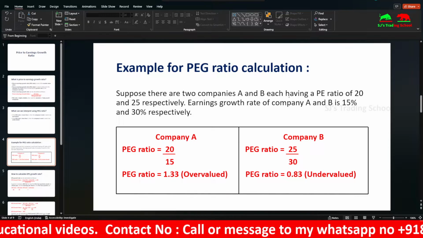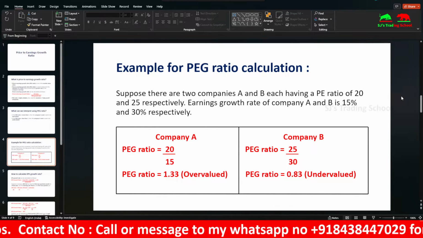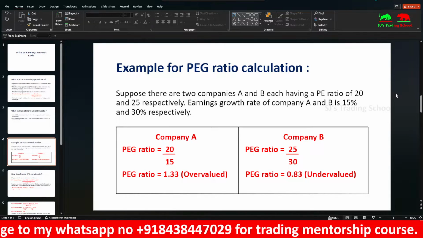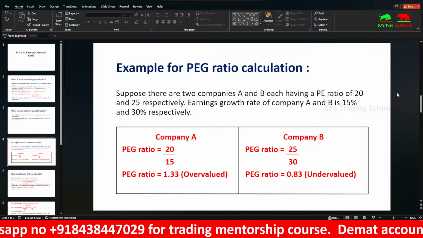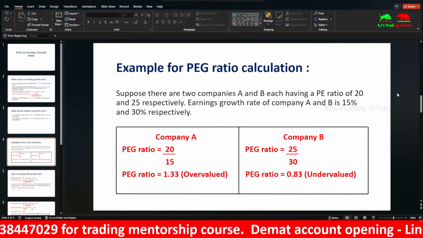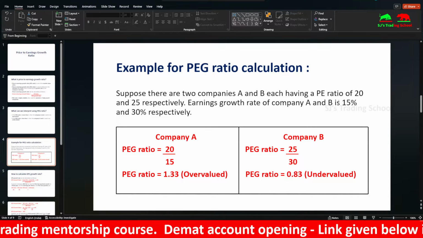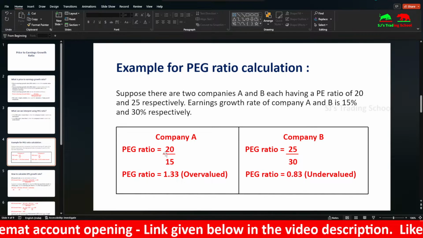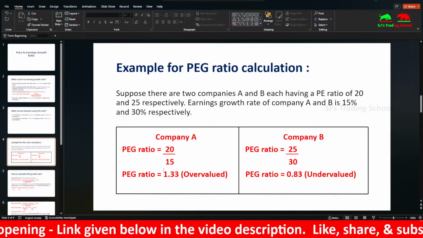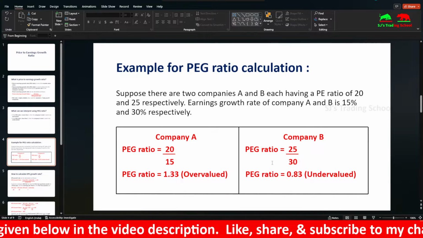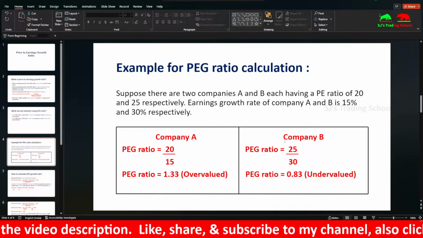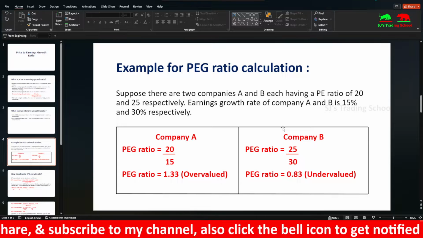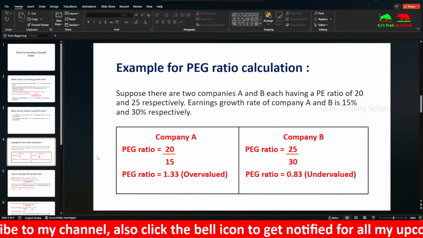So, an example for the PEG ratio. Suppose there are two companies A and B, having PE ratios of 20 and 25 respectively, and earnings growth rates of 15% and 30%. Normally we would assume that since company B has a PE ratio of 25, company A is undervalued. But actually the earnings growth of A is less, and the earnings growth of B is more. Using the formula for the PEG ratio, PE ratio divided by earnings growth, we get 1.33 for company A and 0.83 for company B. So considering the PEG ratio, company B is undervalued, whereas A is overvalued. This is the advantage of using the PEG ratio over the PE ratio.